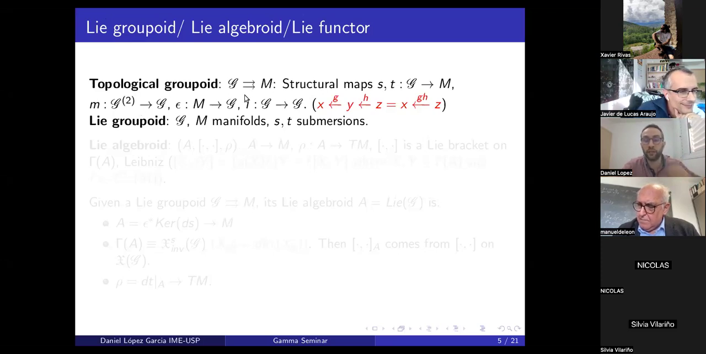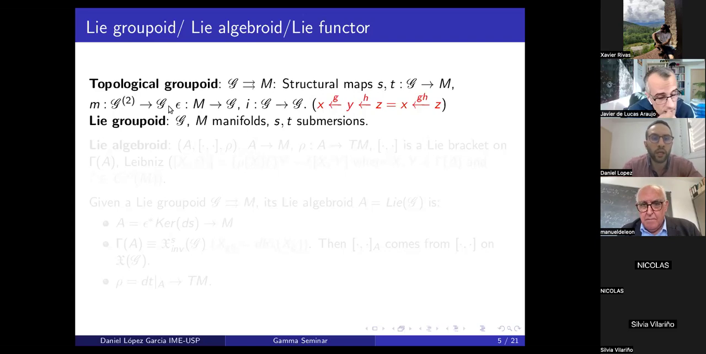You can think that this consists of two sets: a set of objects, which I'm going to call M, and a set of arrows or morphisms, which I'm going to denote by G. And we have structural maps. For example, think of an arrow in G, with objects y and x. You have the source and target maps: for any arrow, the source will be y, for example, and the target will be x.